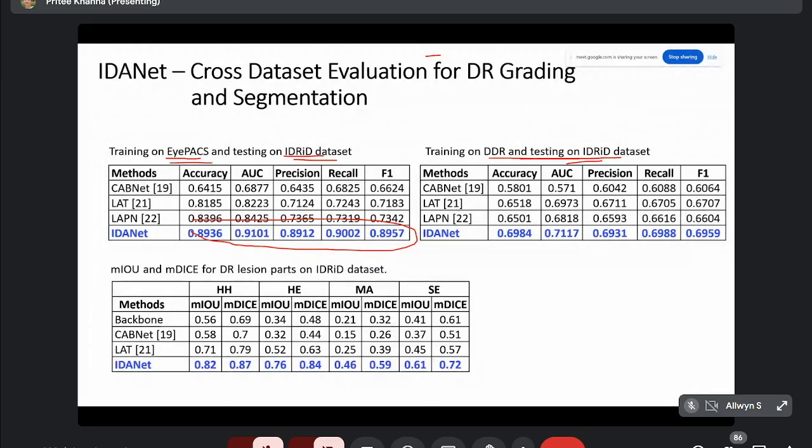Here you can see this IdeaNet is performing quite better. Why is the performance low here? Because we are training our model on DDR. DDR does not have a good set of images, and that is why the performance is not that good. And these are the segmentation results, scored on the mIoU and Dice score. Here also you can see IdeaNet's performance.